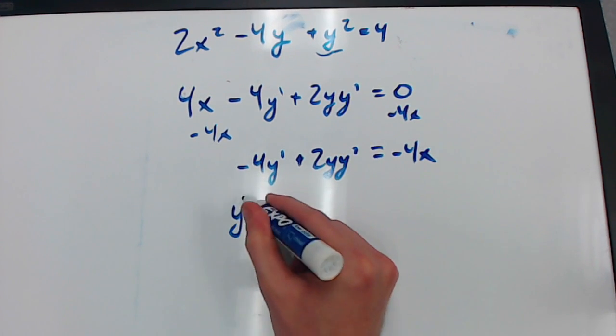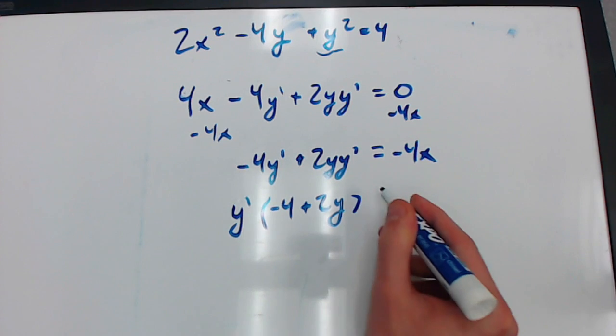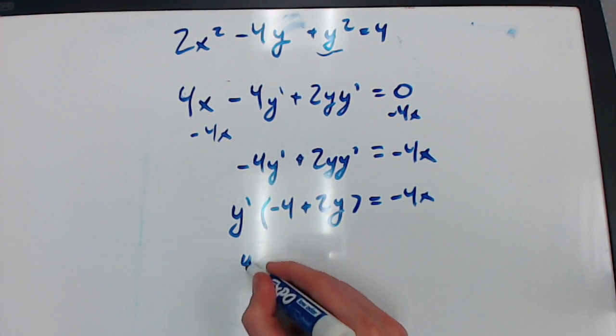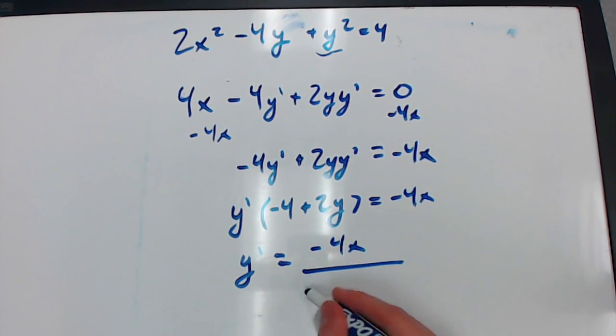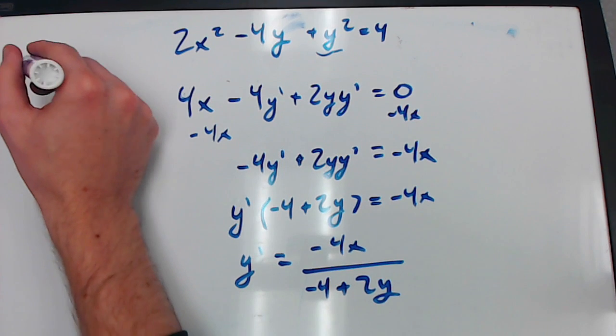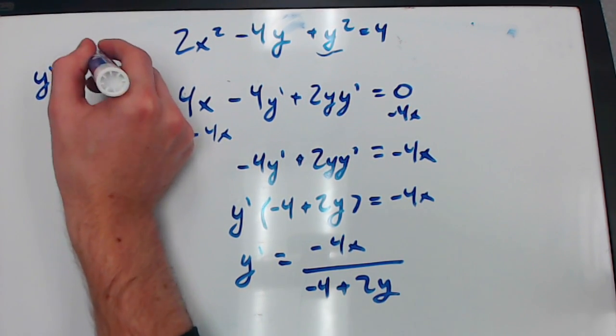Now we can isolate our y prime by factoring it out and dividing by this term. So we end up with negative 4x over negative 4 plus 2y. Now I'm going to write this on the side so that we remember, because we're trying to take the second derivative here.